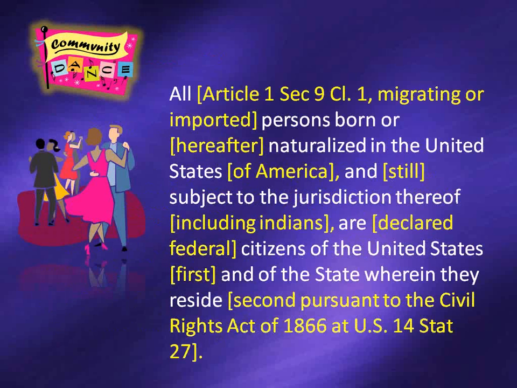And this is, let's read here, where it says, all Article 1, Section 9, Clause 1, migrating or imported persons born or hereafter naturalized in the United States of America and still subject to the jurisdiction thereof, including the Indians, are declared to be federal citizens of the United States first, and of the state wherein they reside second, pursuant to the Civil Rights Act of 1866.